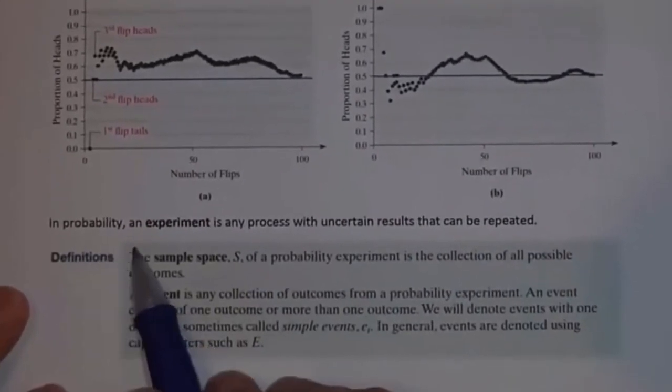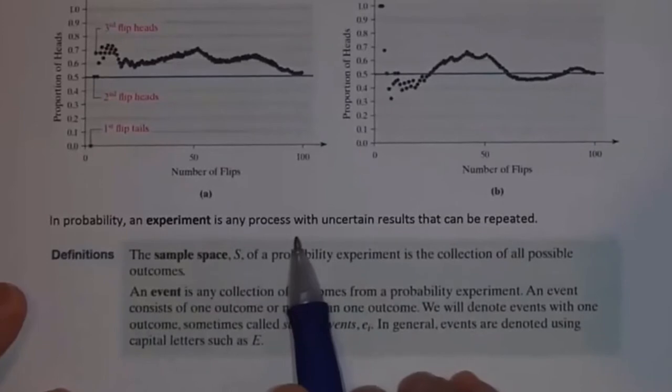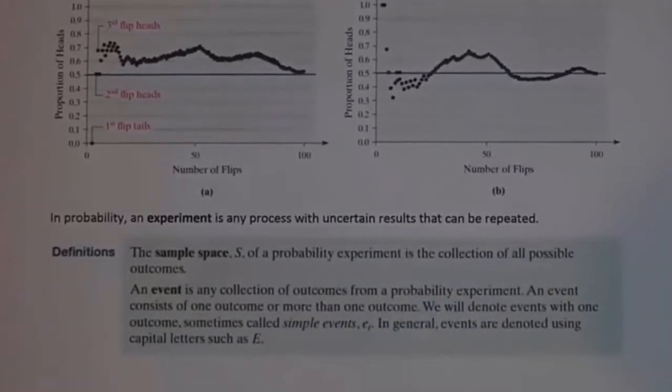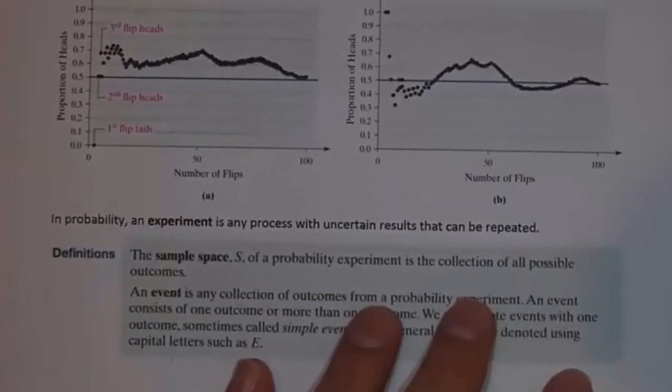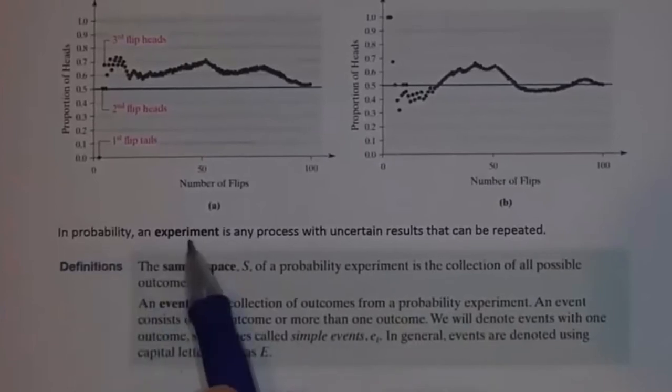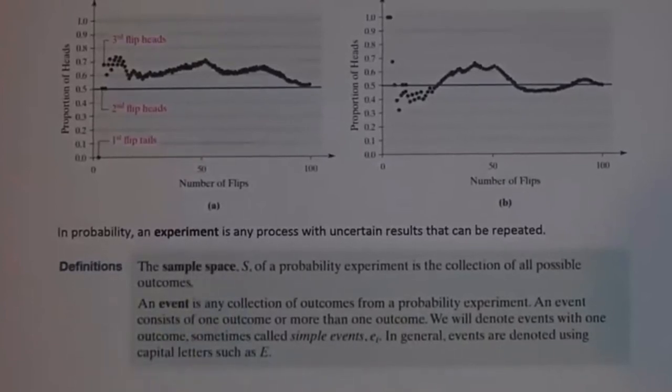So in probability, an experiment is any process with uncertain results that can be repeated. We've used the term experiment previously, but now we're going to use it a little bit differently. We're talking about a probability experiment. In a probability experiment, we're not talking about the same kind of thing as when we designed an experiment back in chapter 1. So we're not manipulating the variables really. A probability experiment is just some process that has an uncertain outcome, like flipping a coin, and it has to be able to be repeated.